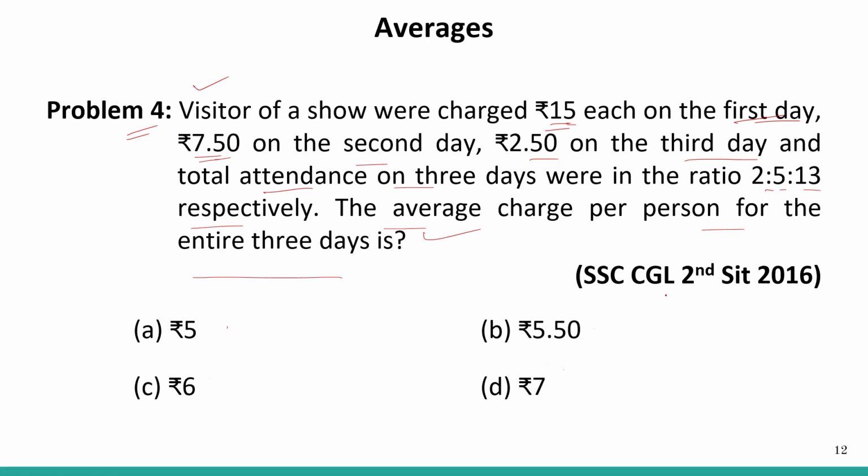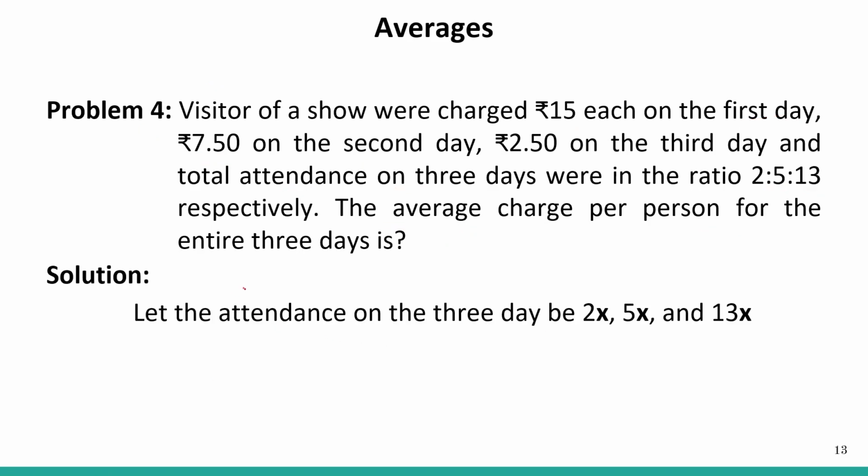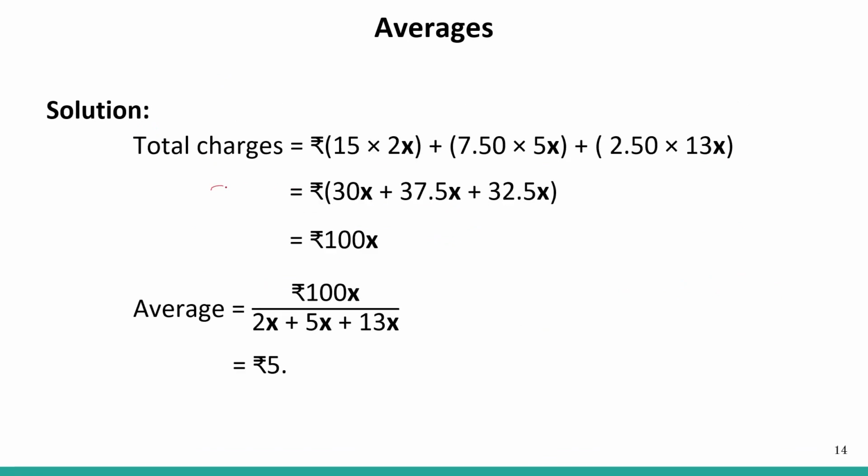This question has been asked in the SSC CGL second sitting 2016 paper. Let the attendance on the 3 days be 2x, 5x, and 13x. So the total charges is equal to 15 into 2x, 7.50 into 5x, and 2.50 into 13x. That will be equal to 30x plus 37.5x plus 32.5x. These two cumulatively are 70x and this is 30x, so the whole will be 100x.